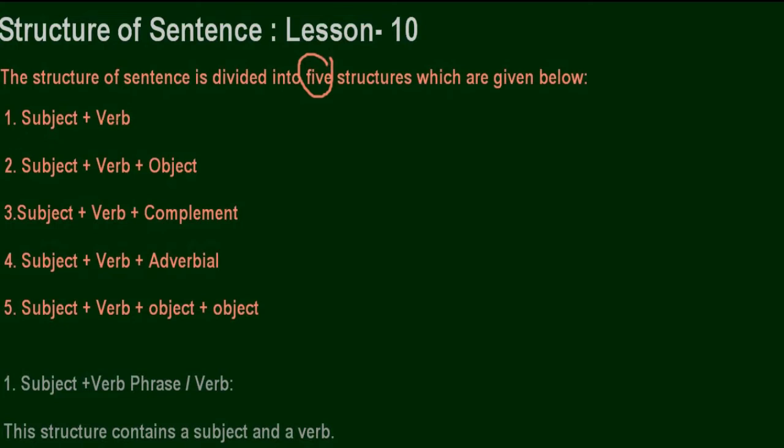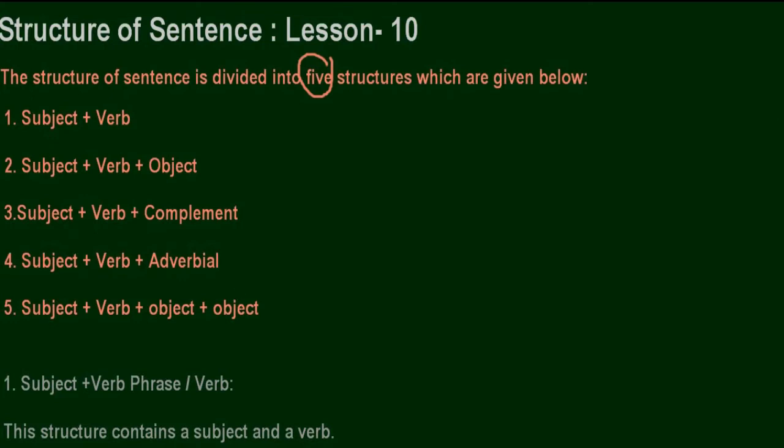Alright, the first one is subject and verb. The second is subject, verb and object. The third one is subject, verb, complement. The fourth one is subject, verb, adverbial, and the fifth one is subject, verb, object. And object means it will either be an indirect object or a direct object. In the same way, it will either be a direct object or indirect object.